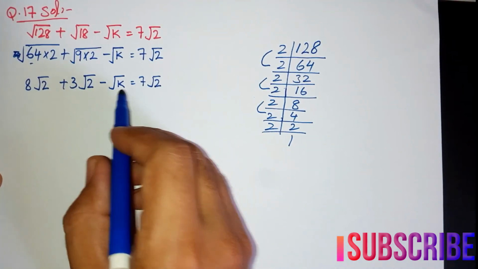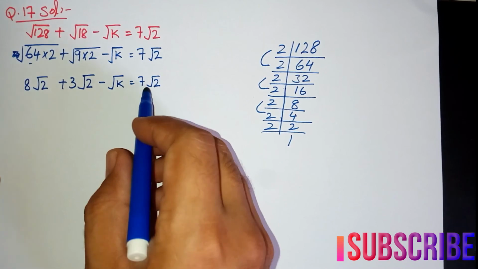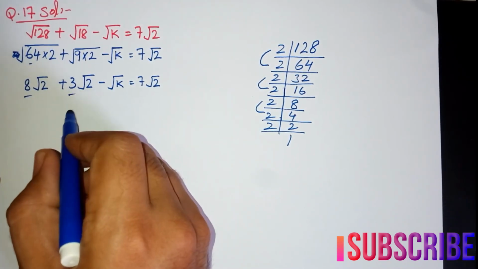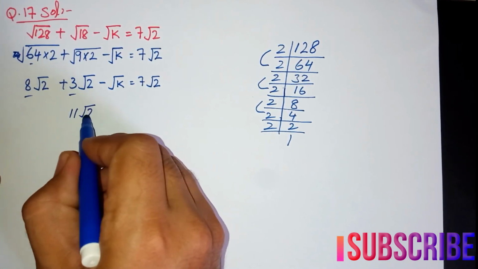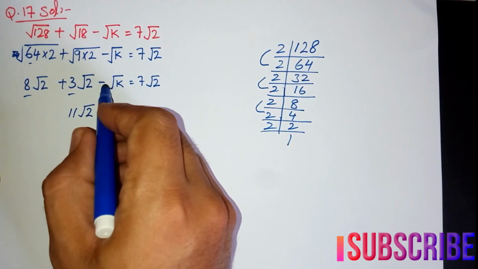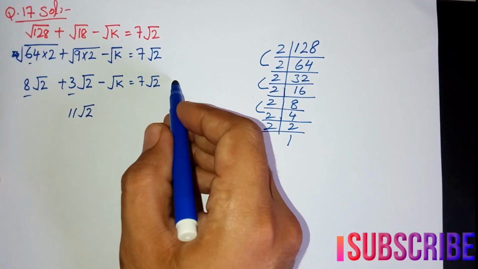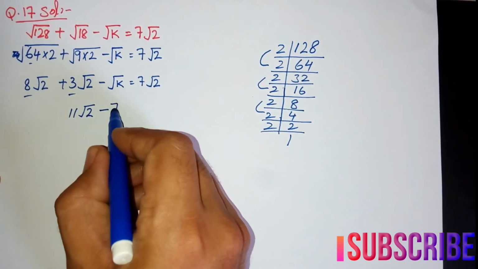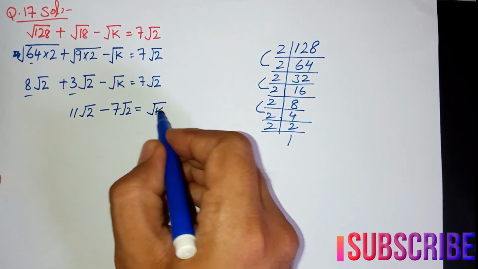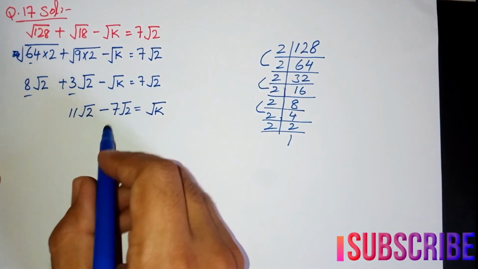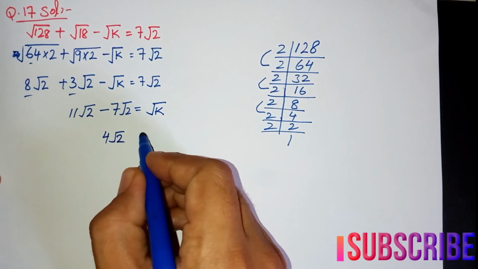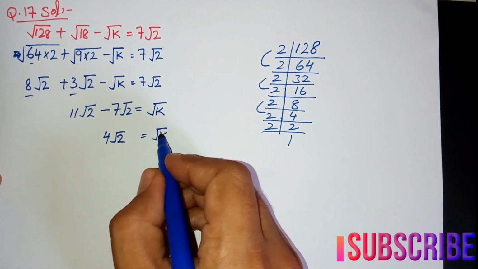Let us transpose k to the other side and bring 7 square root 2 on this side. And here 8 plus 3 will be 11 square root 2. The number inside the square root will not change. Here when you transpose it, it will be minus, and this square root k, when you take it to the other side, will become plus. So 11 square root 2 minus 7 square root 2 will be equal to square root k. So 11 minus 7 will be 4 square root 2 equals square root k.